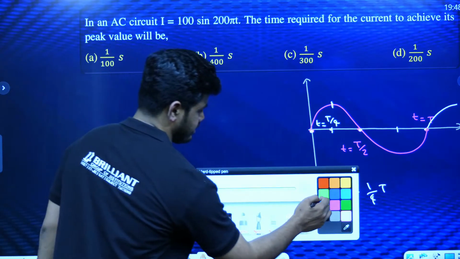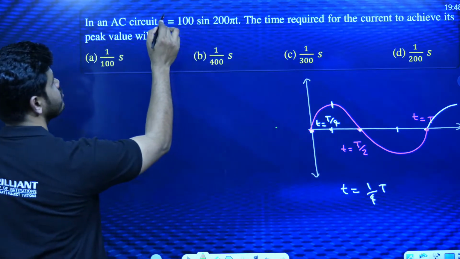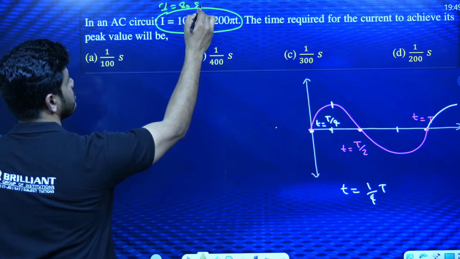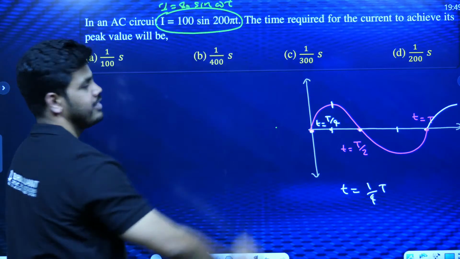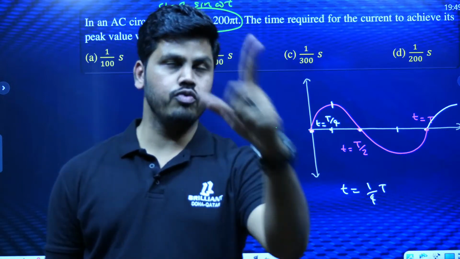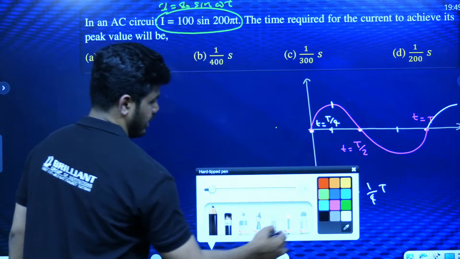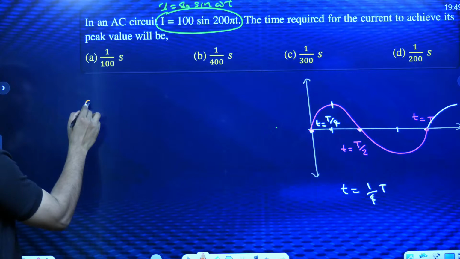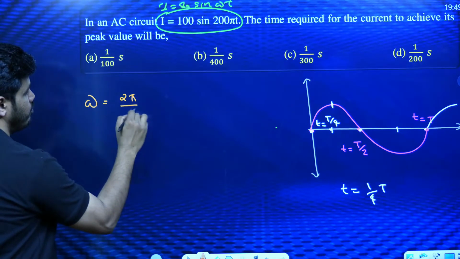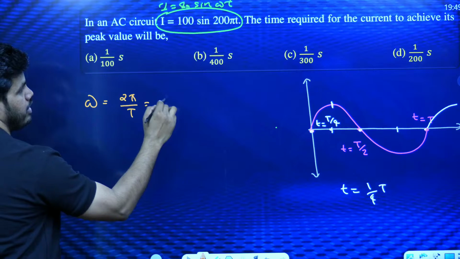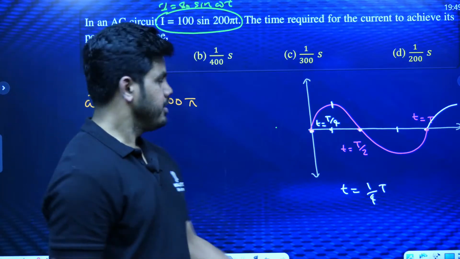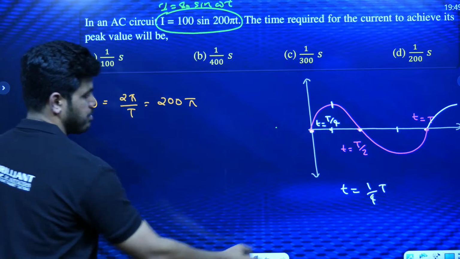How will you find the time period? That is easy, we know, right? Whenever you're given a function like this, I is equal to I naught sine omega t, and you're asked to find frequency or time period, you can go for the omega value. Omega value will help you find the frequency or time interval. So omega is equal to 2 pi by T. We know in this equation, omega is nothing but 200 pi. See, what will be the time period then?